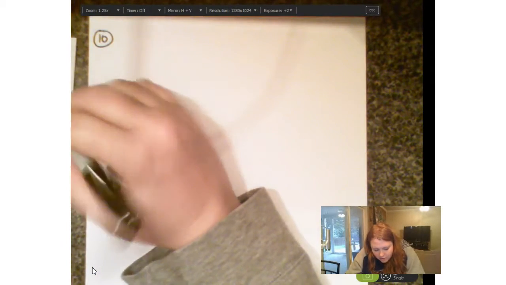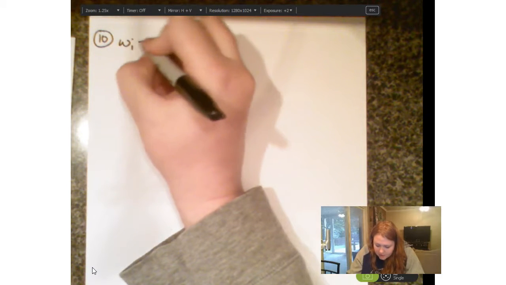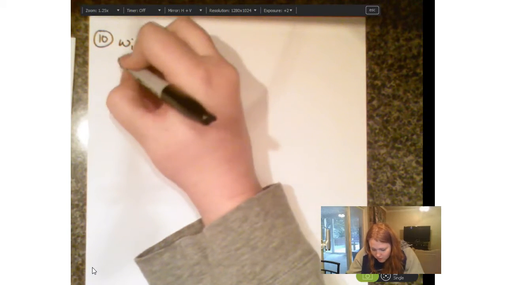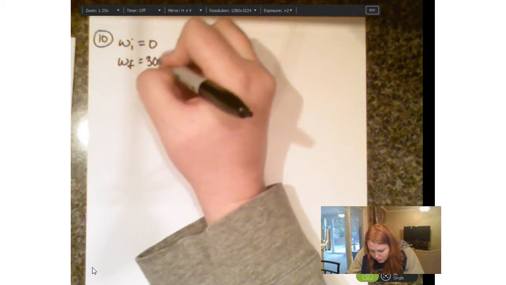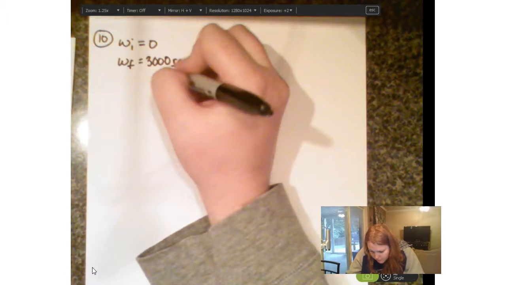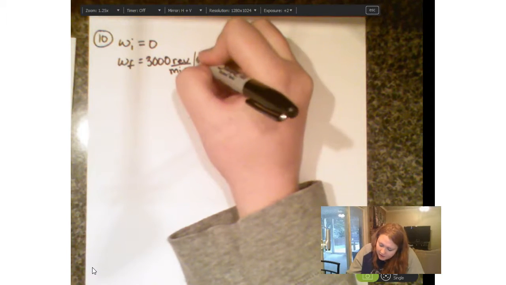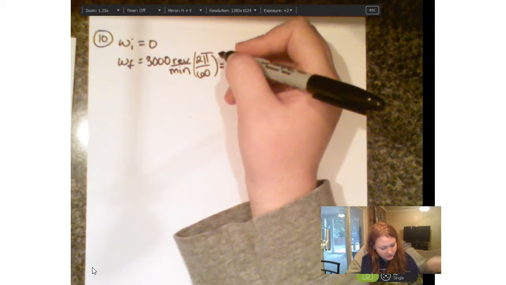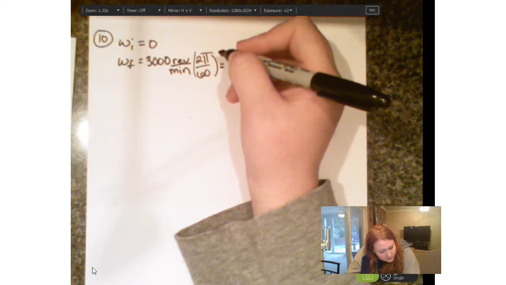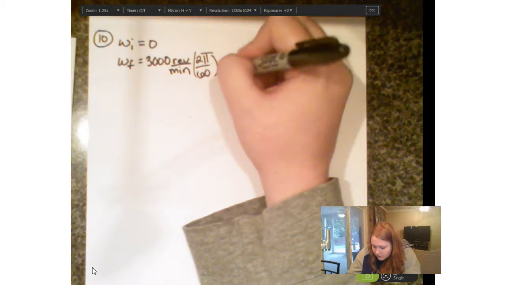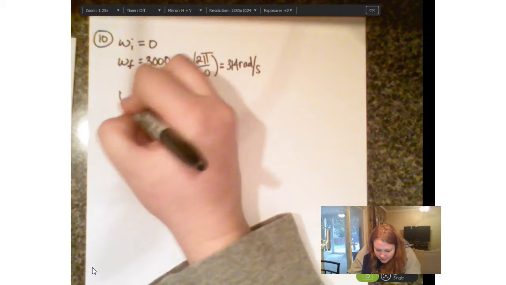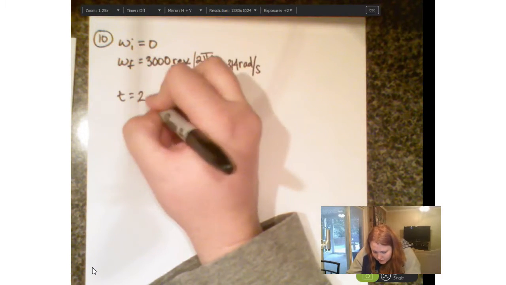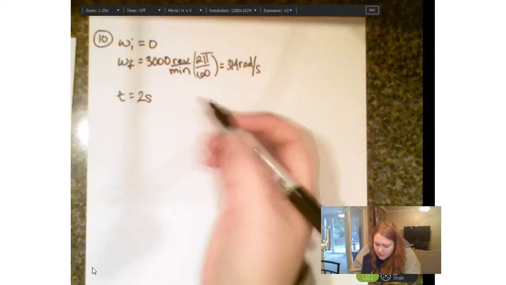Okay, number 10. The crankshaft in a race car goes from rest to 3,000 RPMs in 2 seconds. So just out of that sentence, I'm going to say my initial angular velocity is 0 from rest. My final is going to be 3,000 revs per minute. I need to multiply that by 2 pi over 60 to get our angular velocity in radians per second. And that comes out to be about 314 radians per second. The time that it takes to reach that velocity is 2 seconds. What is the crankshaft's angular acceleration?